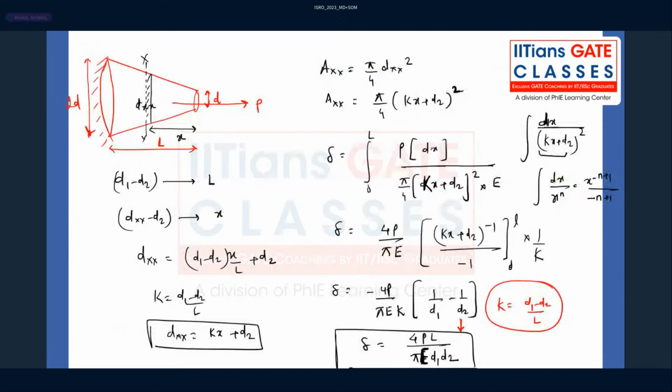Note down. I hope you can do this step from here to here. That's very school mathematics: upper limit minus lower limit. Remember k is (d1 minus d2) by L. Accordingly proceed.